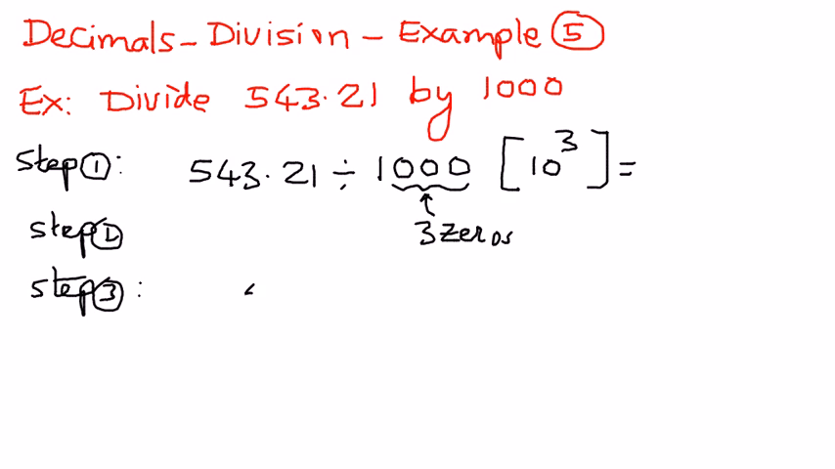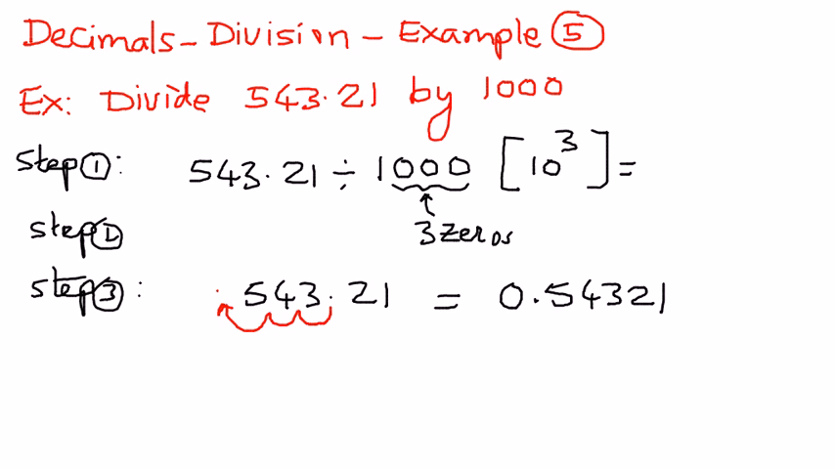We write the number down, 543.21, and now we're going to move the decimal place 1, 2, 3 places to the left and place it right there. So when we divide 543.21 by 1000, the result is going to be equal to 0.54321. This is our answer. This is how we perform the division of decimal numbers.